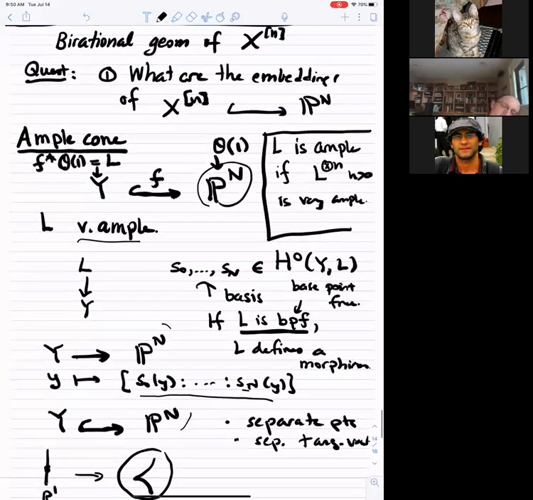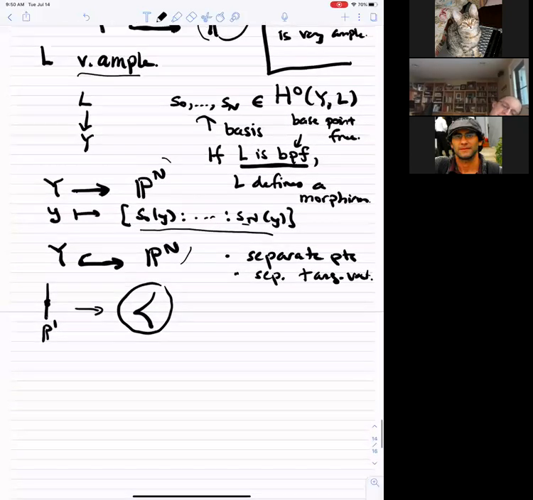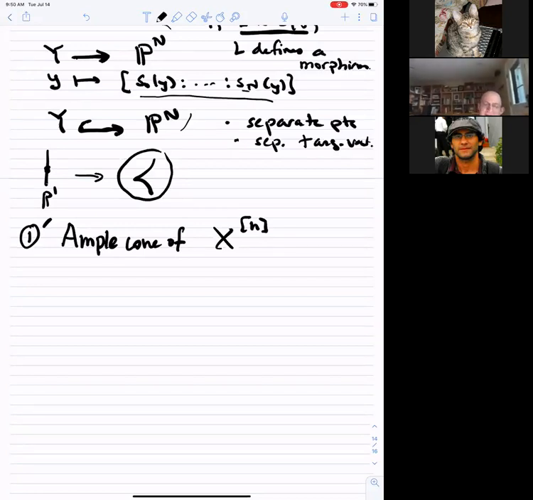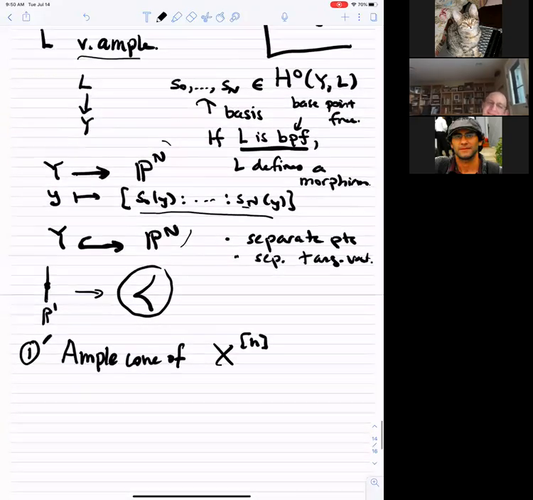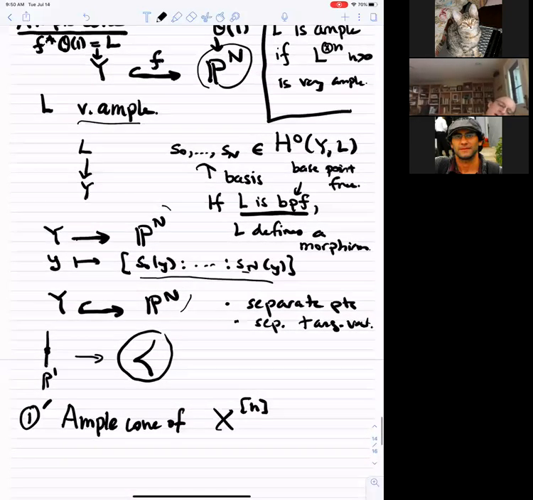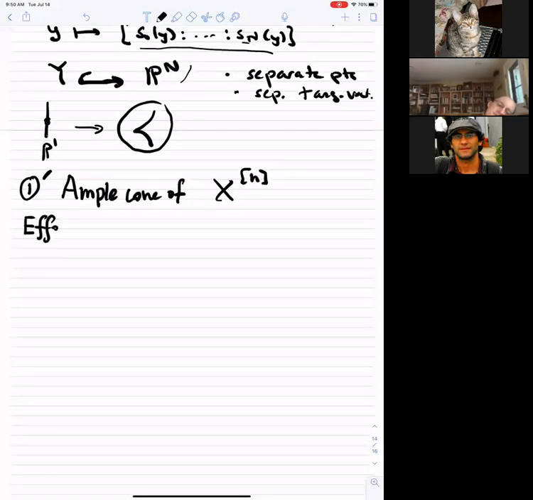So as question 1', you can ask, what is the ample cone of X_n? I'll tell you more about what this means next time. We'll talk more about what it means, why it is a cone, and things like this. In a similar vein, you might want to understand the effective cone. So that's the second question: what are the effective divisors on X_n?